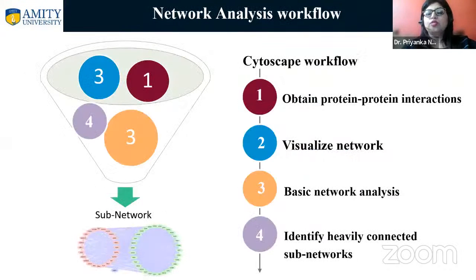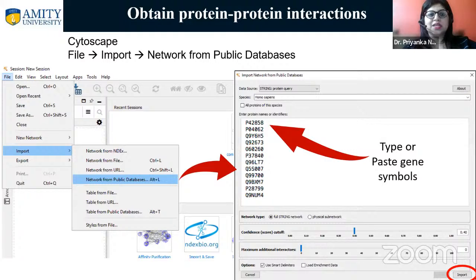Then the workflow of any Cytoscape experiment is that first you obtain protein-protein interactions. These interactions can come from any of the databases I just spoke about. You take the information from these databases and curate it yourself as per your biological question of interest. Then you can visualize the data as a network through Cytoscape. It will build a network and perform basic network analysis, identifying heavily connected nodes and subnetworks. That is the basic thing you do.